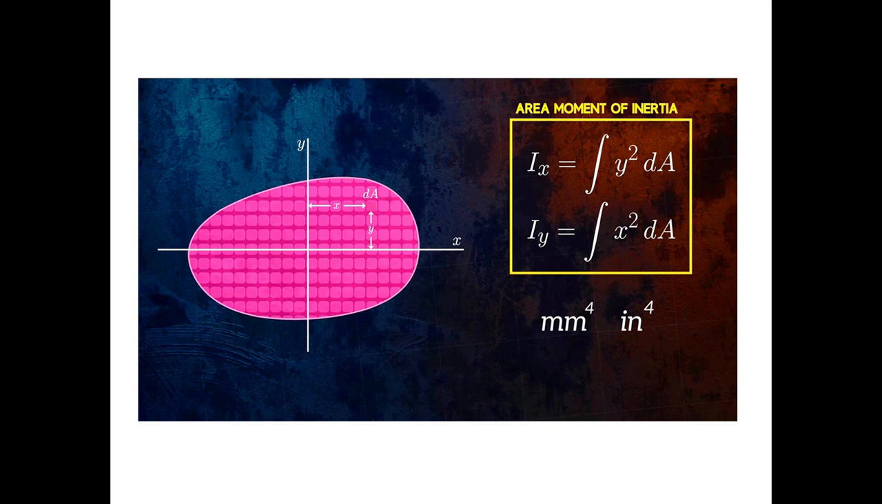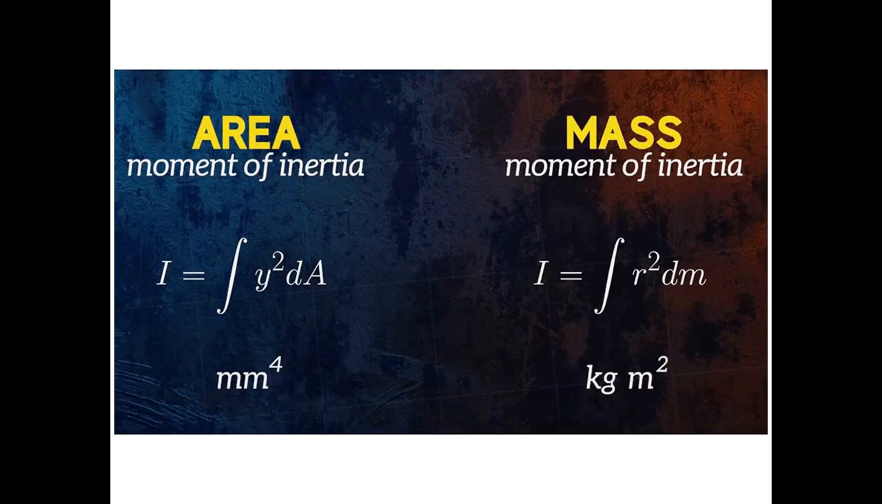If the y-axis is our reference axis, we can calculate Iy in the same way. Area moment of inertia has a unit of millimeter to the power of 4. Because of the square term, it is always a positive quantity. Most students get confused due to the representation of area moment of inertia with capital I, and the mass moment of inertia also with capital I, and they both have the same integral. The difference is that one is the differential of the area, and the second one is the differential of mass, and both have different units as well, and different physical explanation.